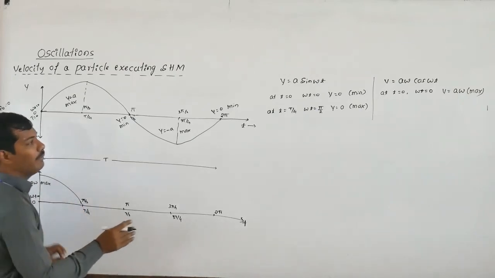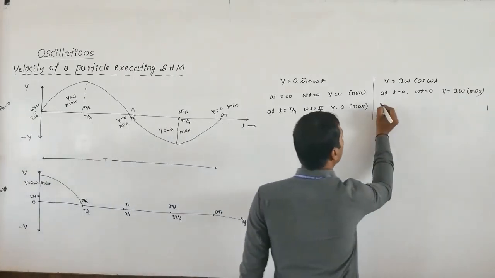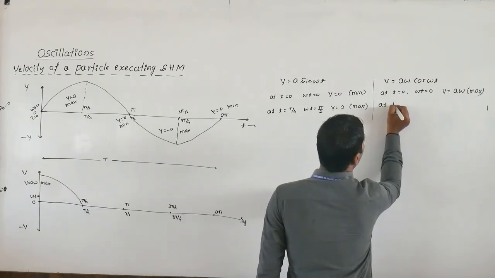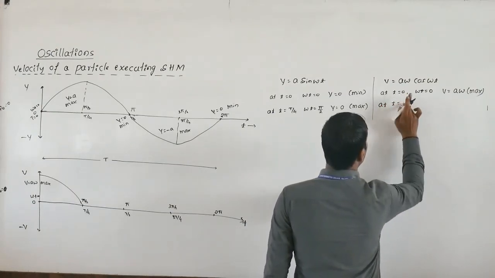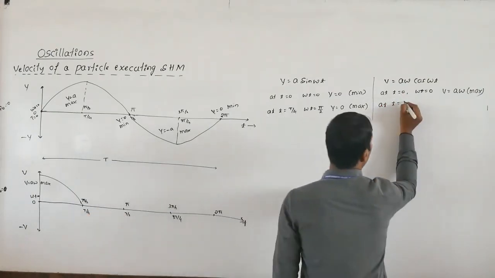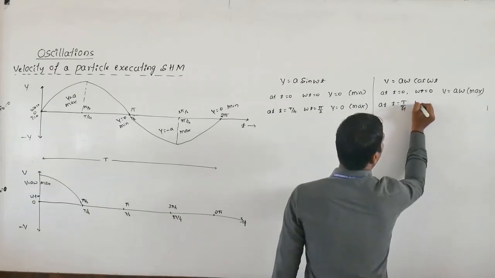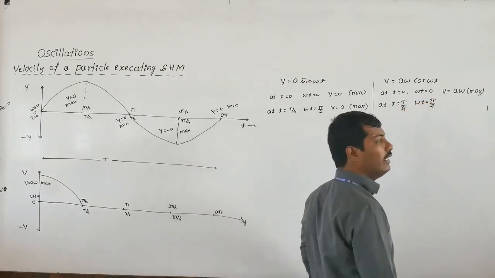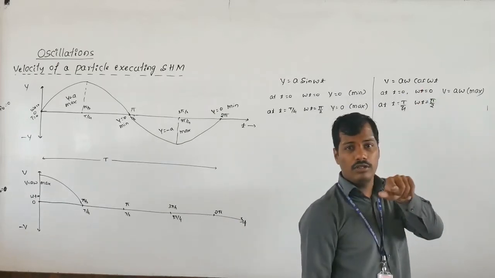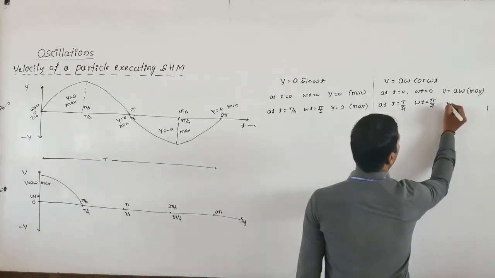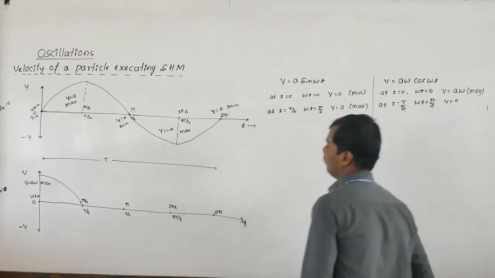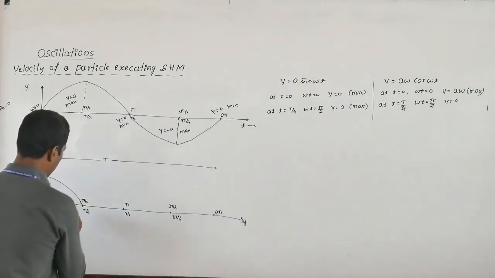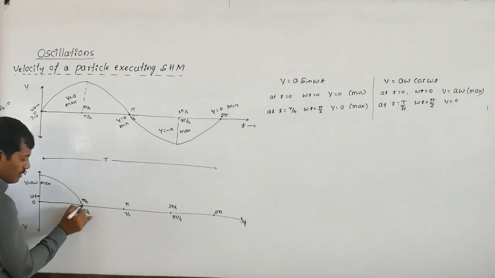Here it becomes minimum. How does it become minimum? At t is equal to t by 4, omega t is equal to pi by 2, which is 90 degrees. Cos 90 is 0. If cos 90 is 0, the velocity becomes 0. Here the velocity becomes 0.